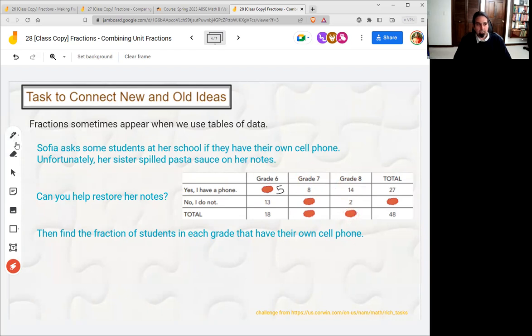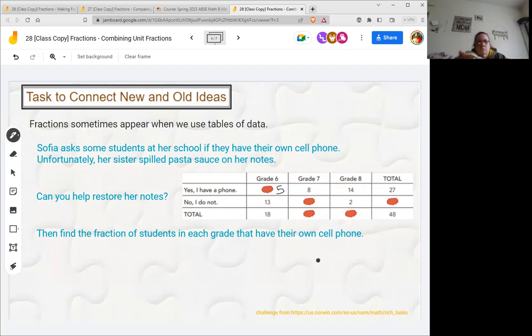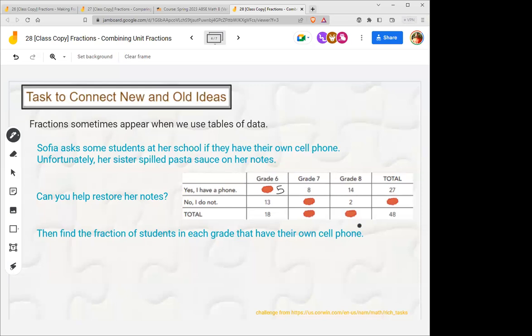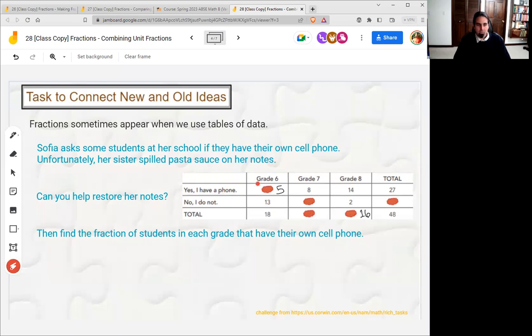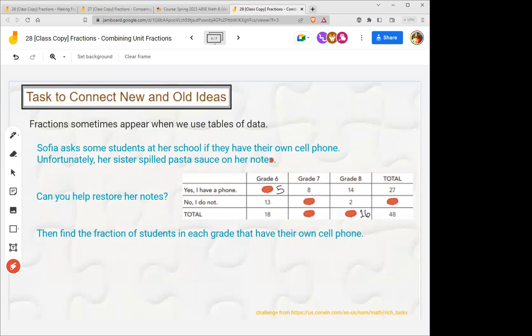So what's the total? 16. Now we check the other direction. Yes, I have a phone in all the grades, 5 and 8 and 14. Does that total 27? Yes. Yes, hooray. Okay.